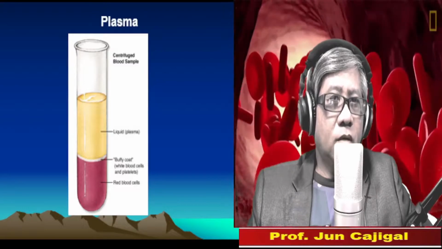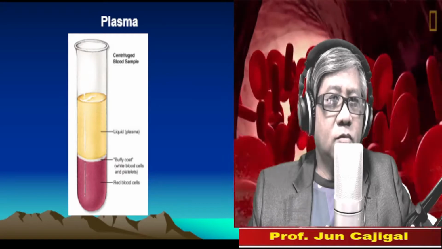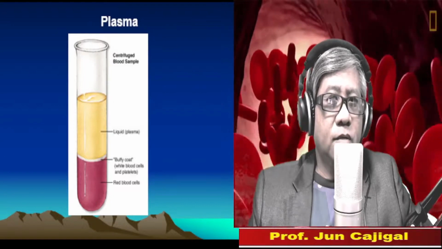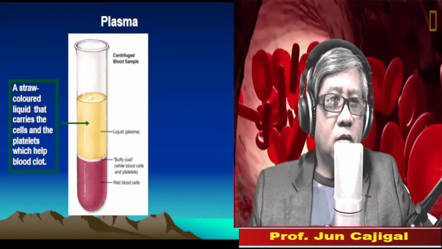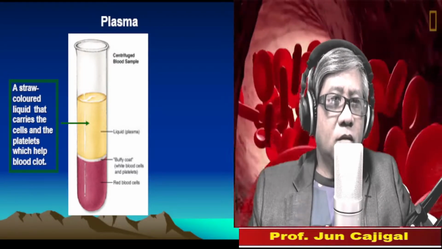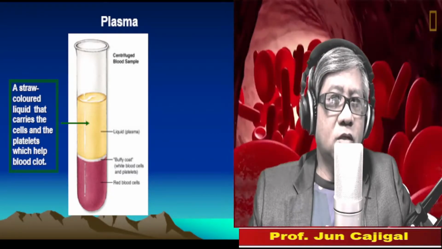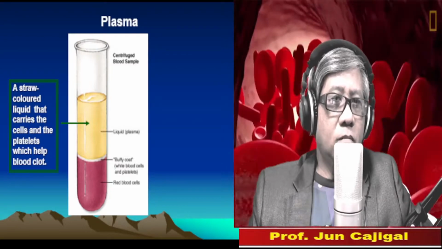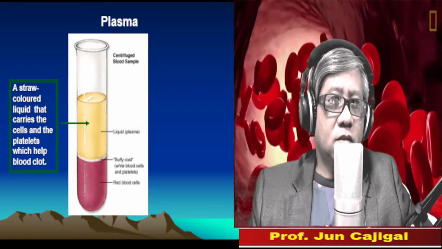Now, if you place blood in a test tube and run it through a centrifuge machine, you should be able to separate the components of the blood. So we have here the yellowish straw-colored liquid, that is the blood plasma that carries the blood cells and platelets. Beneath the plasma is a buffy coat that contains white blood cells and platelets, and below the buffy coat is the solid component of the blood, which are the red blood cells.